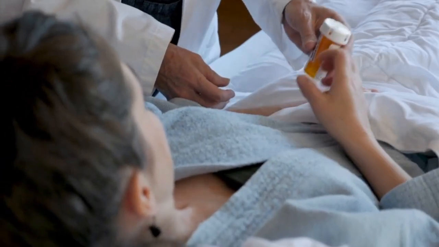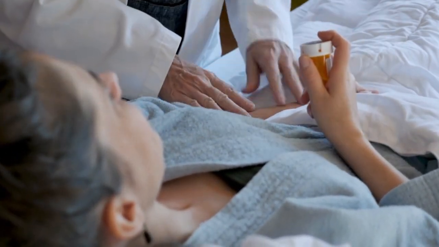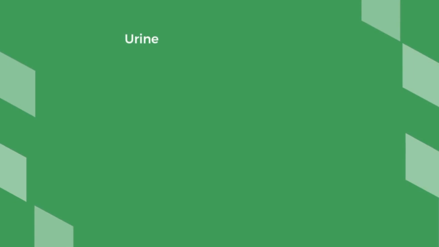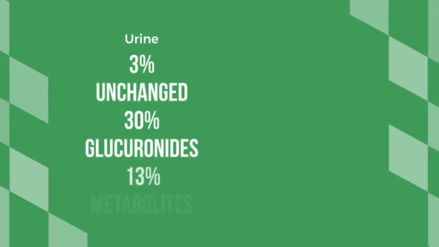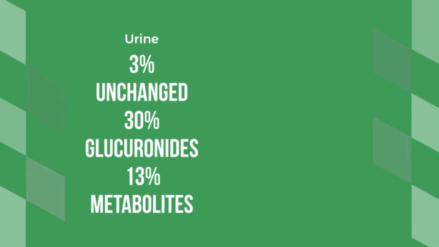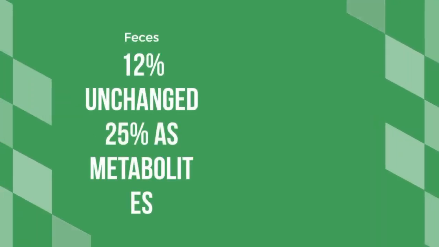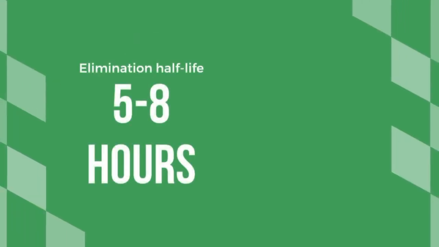Elimination. The drug is excreted via urine, 49%, and feces, 45%. Urine: 3% unchanged febuxostat, 30% as glucuronides, and 13% as metabolites. Feces: 12% unchanged febuxostat, 25% as metabolites. The elimination half-life is 5 to 8 hours.